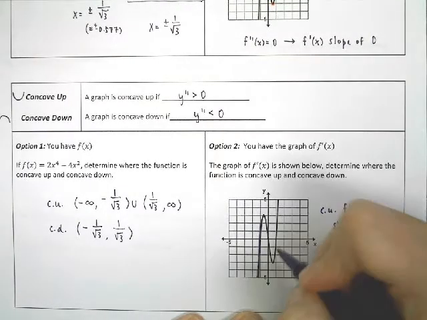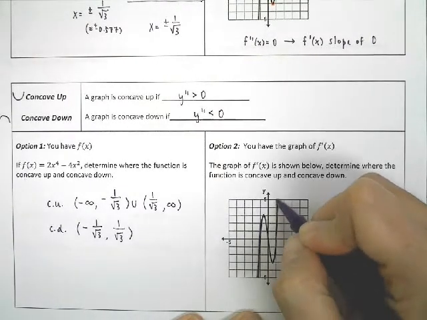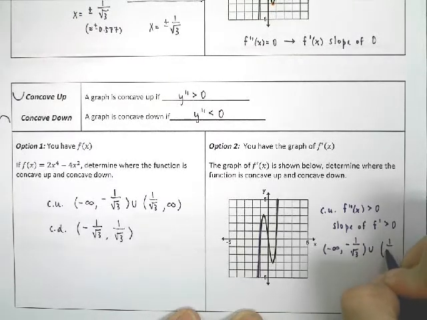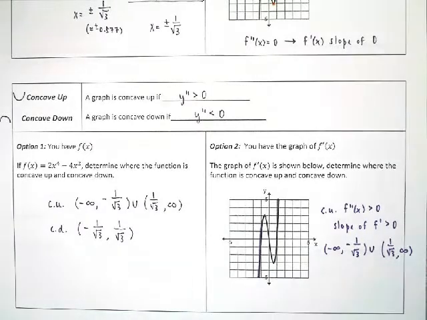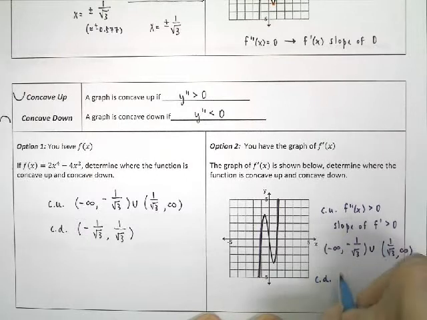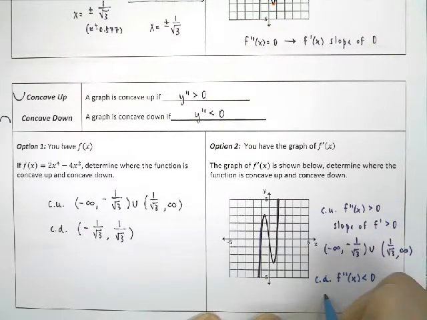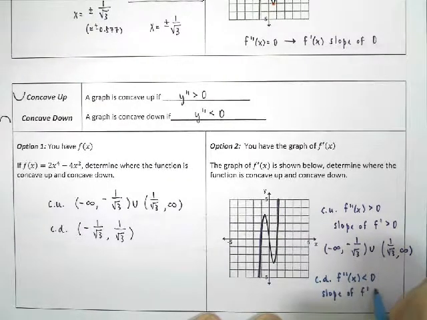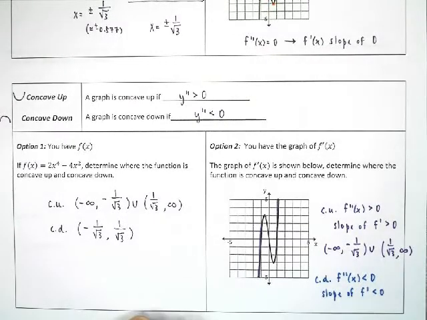I'll be concave down where f double prime of x is less than 0, which means the slope of f prime is less than 0. And we can easily see we just have one interval where that's happening, which is here between negative 1 over root 3 and 1 over root 3. Sorry, that's kind of jammed at the bottom there.